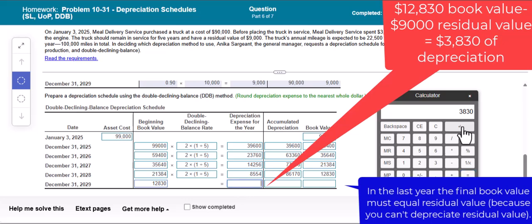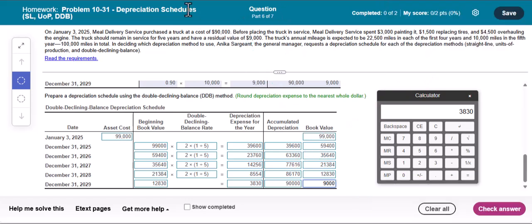And then when we get to our accumulated depreciation, again, that's just the previous year's depreciation plus the new depreciation expense. And then our residual value, of course, is going to be that $9,000 that was given to us here because that is what the value of the truck will be at the end of its life. And you cannot depreciate the residual value because you're going to sell it for that. So that's why we're doing it this way. All right, and we are almost done. Let's check our answer. Just one more piece here after this.